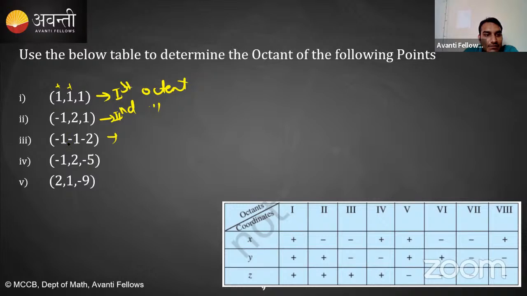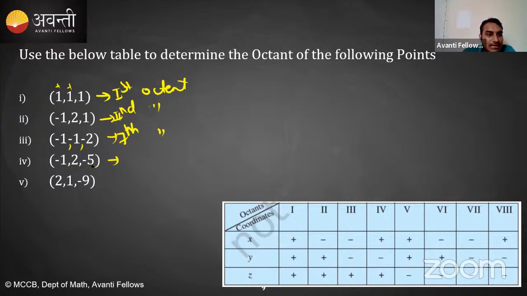Third is X negative, Y negative, Z negative, right? Since Z is negative, it means it is either fifth, sixth, seventh, or eighth. Since X is negative and Y is negative, it should be below the third quadrant, so it means 7th octant. Is this clear? Either you can use this table or you can remember it the way I do.